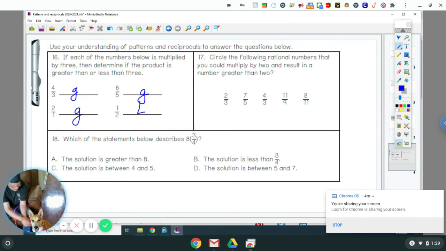Number 17 says, circle the following rational numbers that can be multiplied by 2 and result in a number greater than 2. We have to circle everything greater than 1, which will be 7/5, 4/3, and 11/9. 2/3 and 8/11 are less than 1. Which statement below describes 8 times 3/4? The parentheses means to multiply. So 8 times 3/4 means that the solution will be smaller, so it cannot be greater than 8. So A is wrong. The solution is less than 3/4? No, it's going to be just slightly less than 8. 4/5 is not enough, so it should be between 5 and 7. All right, and that is finding the patterns and reciprocals.